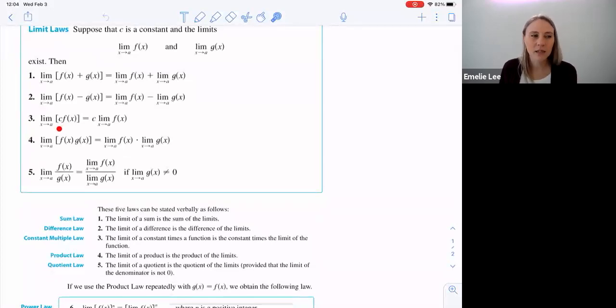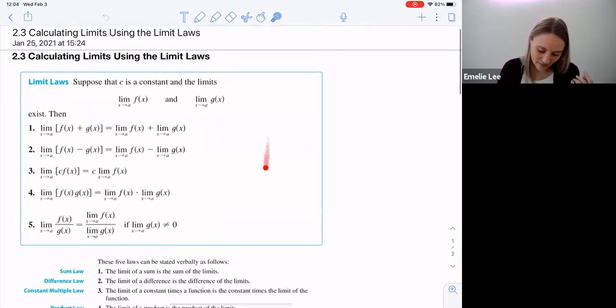3 says that if I've got a constant times a function, so if you're thinking about 2x squared, for example, 2 times x squared, well, that 2 would be a constant. And so when you float this limit inside, you can bump that constant outside. And so that constant is multiplying the limit. Okay. It's going to feel like a lot when we're just talking about these rules. But once we do some examples, you'll see, oh, okay, I get it. Hopefully.